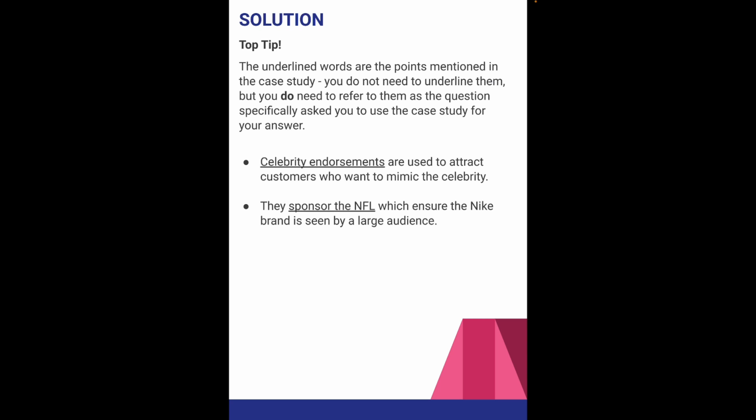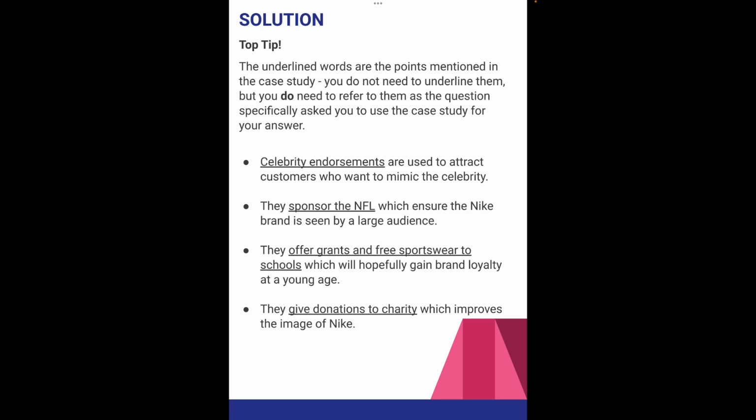It ensures that the Nike brand is seen by a large audience. They offer grants and free sportswear to schools. That was part of your case study. So what's the advantage of that? It'll hopefully gain brand loyalty at a young age. The hope behind that is obviously if you're giving that brand to school children to wear, that when they're adults and making their own purchasing decisions, they will continue to buy that brand. And finally, they give donations to charity, which will improve the image of Nike.